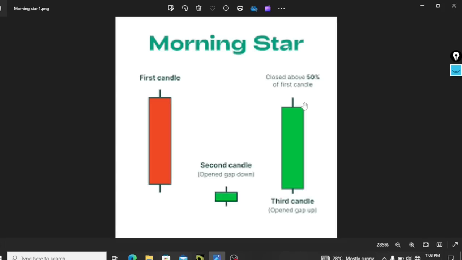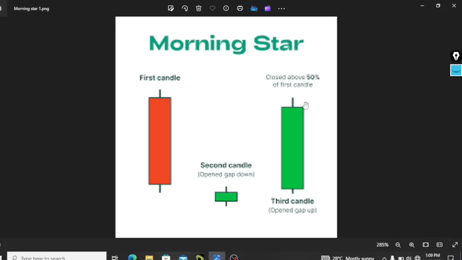So one thing you need to know is that it is composed of 3 candles. There must be a small candle in between, and then another green candle that will be able to end above 50% of the body of the red candle. Then it is a morning star. It is one of the ways that you use to know when the market is about to reverse.